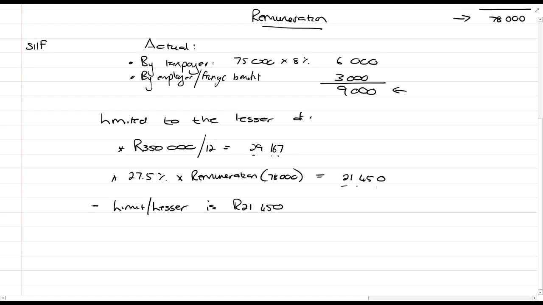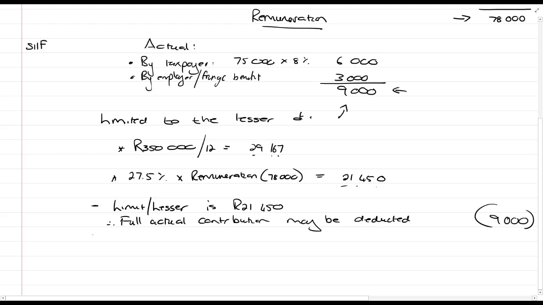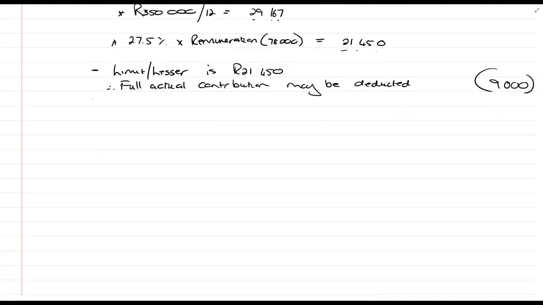Then you have to tell your examiner how much of that you can deduct. So thus, the full actual contribution, or you can just say actual contribution, may be deducted, or can claim the full deduction, or can claim actual. But you have to conclude on that in some form. Show your examiner you know what is happening. Okay, that gives us 69,000 rands. And that is an important figure for us.